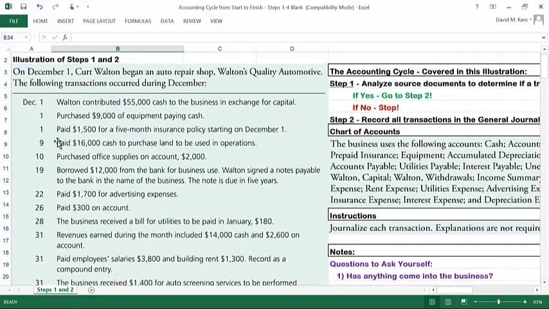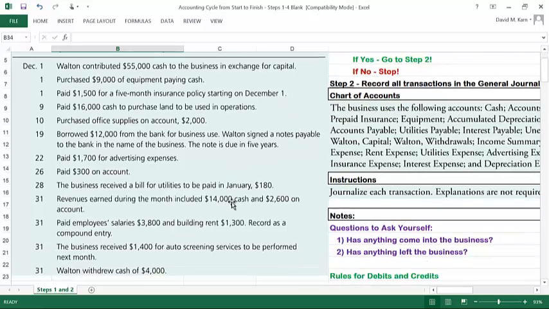So the third transaction was we paid $1,500 for a 5-month insurance policy starting on December 1st. Okay, so let's think about this for a moment. Obviously, anytime it says we paid anything, cash is going to be leaving the business. But in this case, what's coming in? Is anything coming in? We're purchasing insurance in advance, not just for this month. So we'd have to use an asset that you probably haven't seen before, and it's called prepaid insurance.